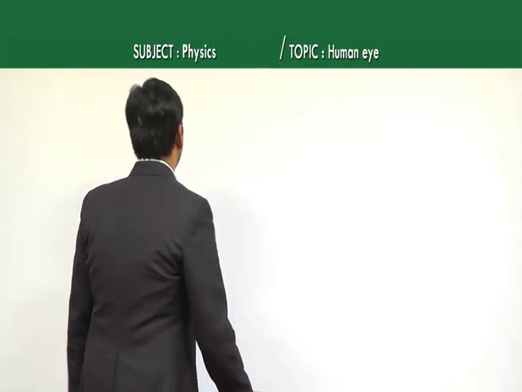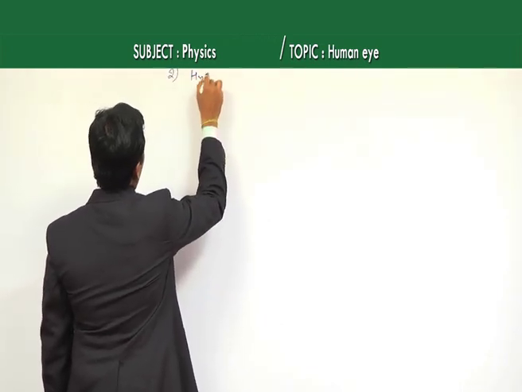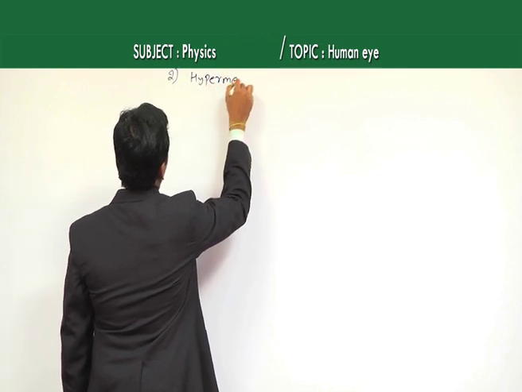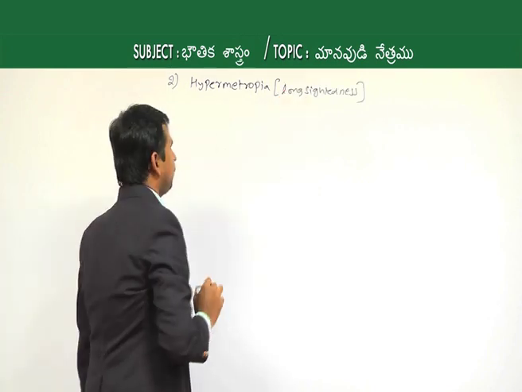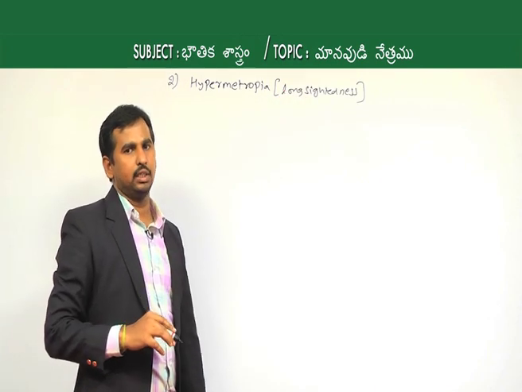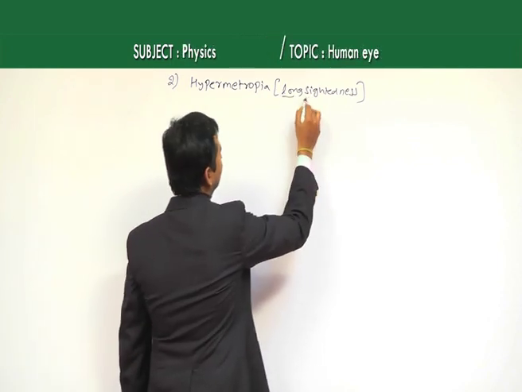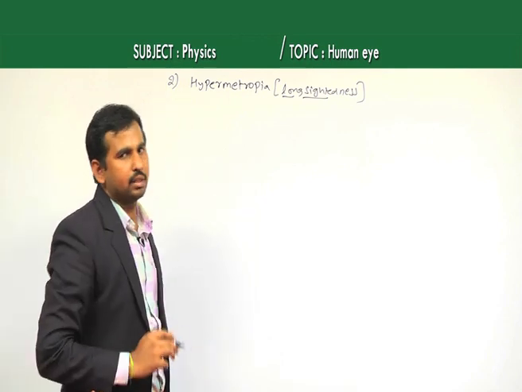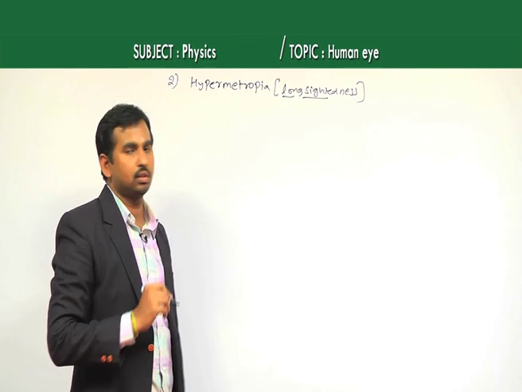Now, we have seen the myopia defected eye and how to correct the eye lens there. Okay. So, now we are coming to the next one, which is the second defect, called hypermetropia, which is also called long sightedness. Long sight means we can see the far distances very clearly, but not the near distant objects. That is the defect with this eyesight.